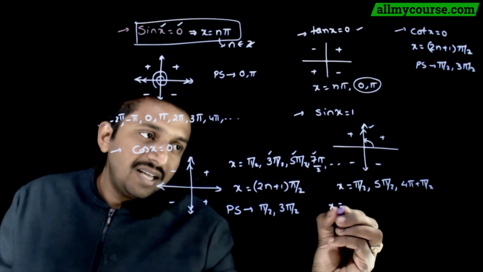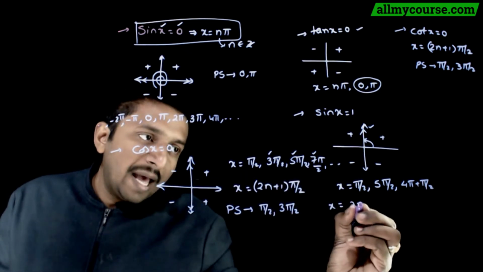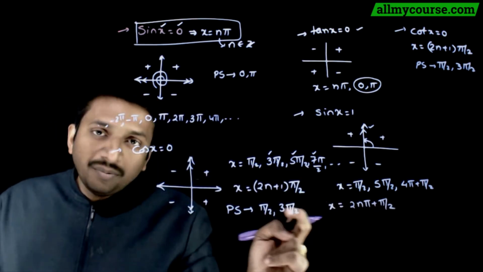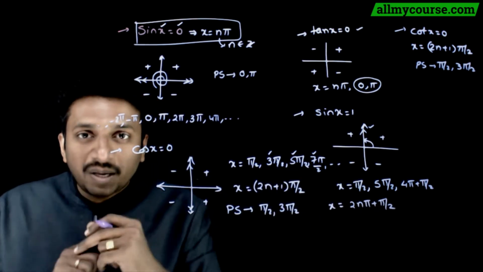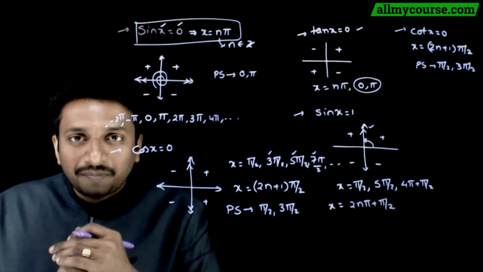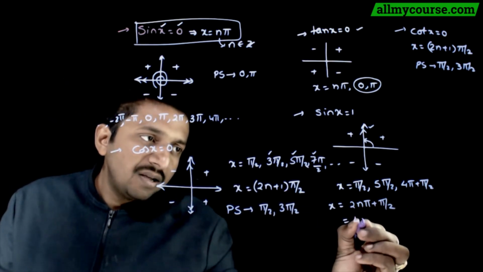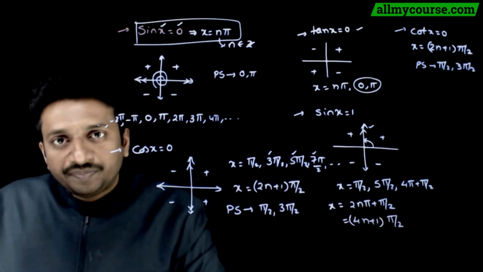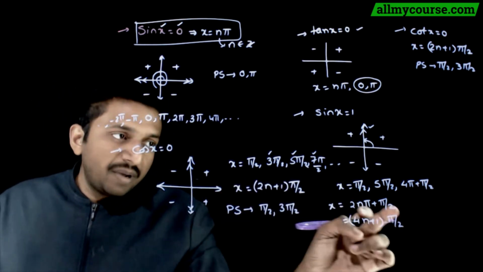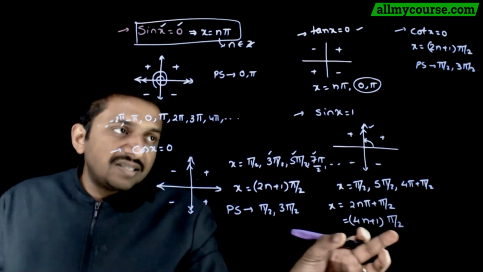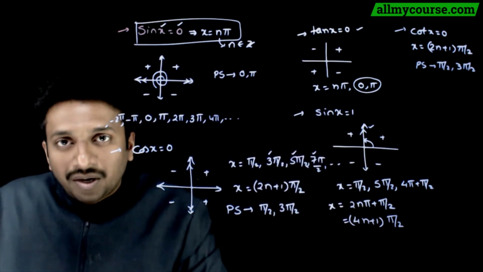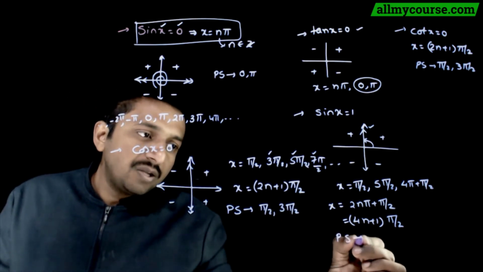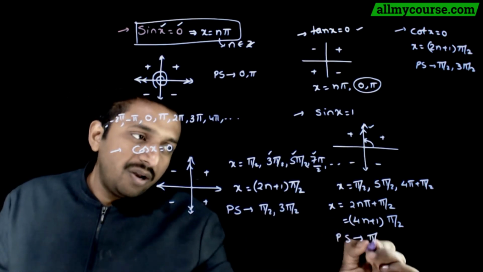So I can write x is equal to 2n pi plus pi by 2. If n is equal to 0, it is pi by 2. If n is equal to 1, you have 2 pi plus pi by 2, 4 pi plus pi by 2, and so on. Or I can also write it as 4n plus 1 times pi by 2, if I take the LCM. So this is the general solution of sin x is equal to 1. And what is the principal solution of sin x is equal to 1? Principal solution is only pi by 2. You have only one of this.